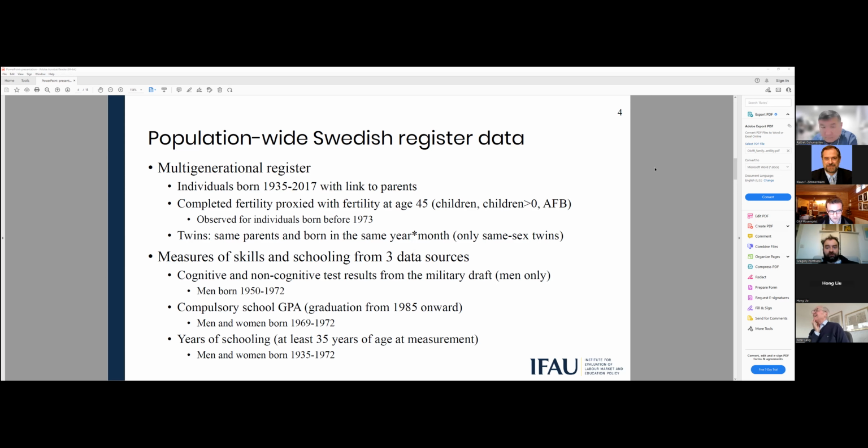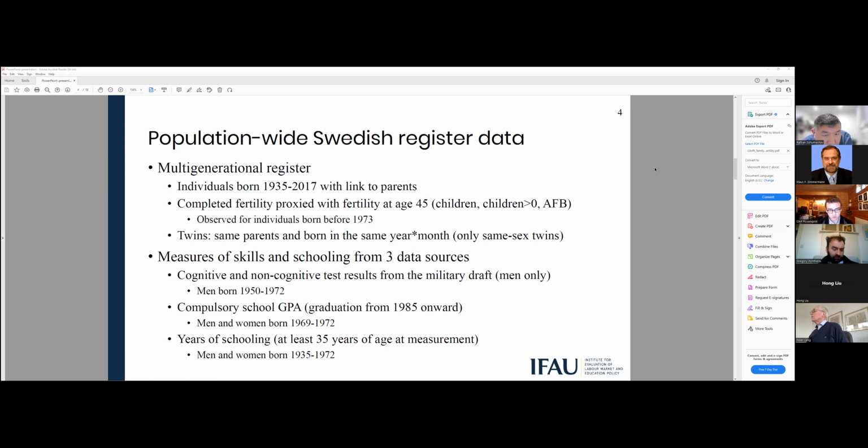We proxy completed fertility with fertility at age 45. And at that age, we measured the number of children, if you have children at all. And we also look at the age at first birth. So since 2017 is the last year we observe children, we need the individuals to be born before 1973 to reach 45 years of age.